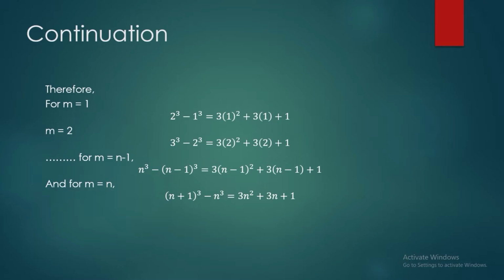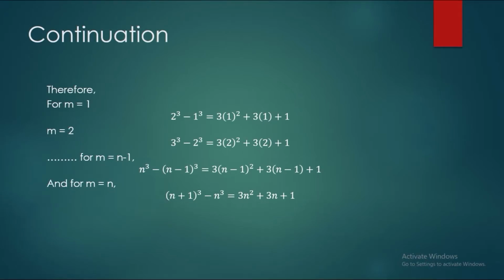Similarly, for m equals 2, we get 3 cubed minus 2 cubed equals 3 times 2 squared plus 3 times 2 plus 1. So we calculate it all the way up to m equals n minus 1, which is nothing but n cubed minus (n minus 1) cubed, which is equal to 3 times (n minus 1) squared plus 3 times (n minus 1) plus 1. And for m equals n, we have (n plus 1) quantity cubed minus n cubed equals 3n squared plus 3n plus 1.